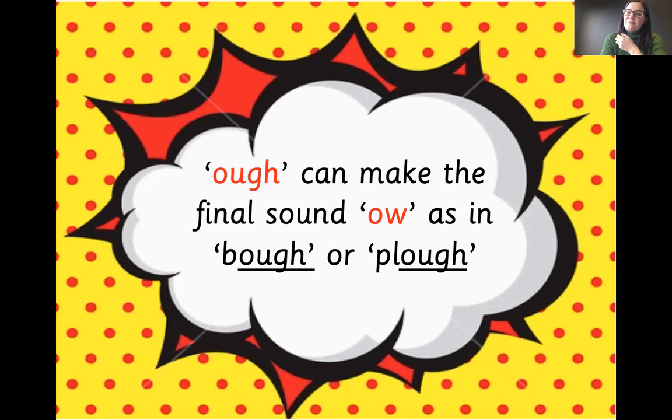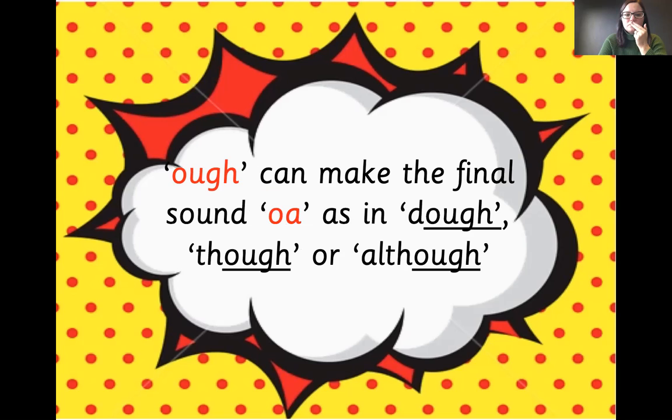It can be used to make the final sound ow, as in bow or plough. Now that bow is a bow on a tree, not as in bowing down to a king. That's a homophone as well. So there's ow. So we've got off, uff, ow. O-U-G-H can make the final sound O as well, as in dough, though, or although. So that's already 4 different sounds.